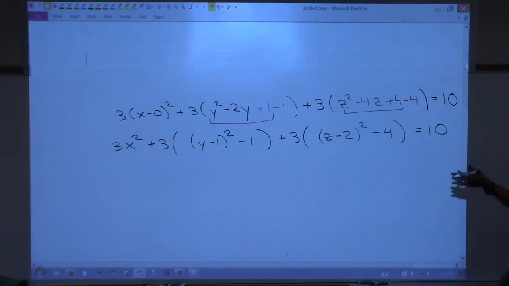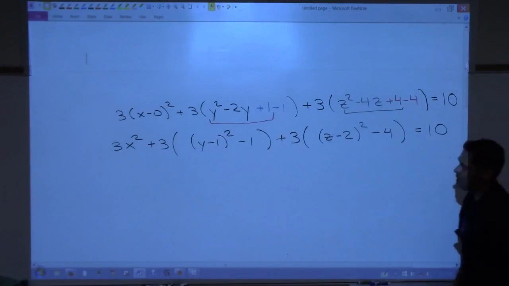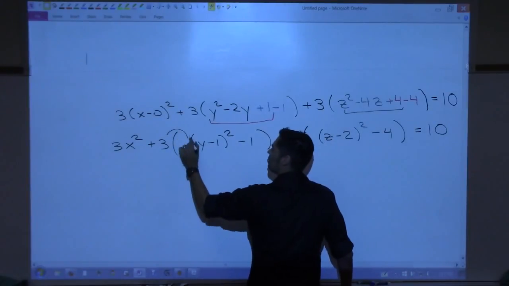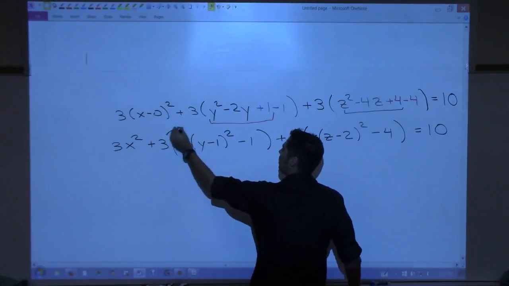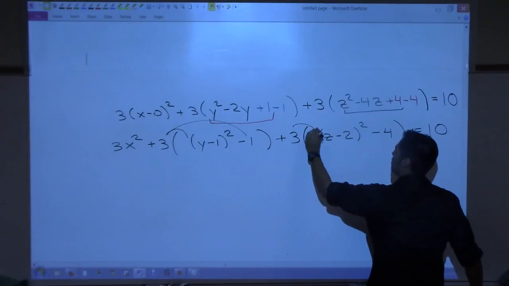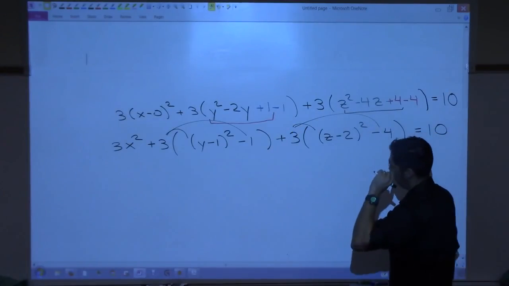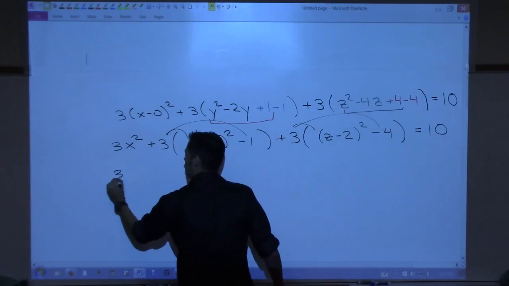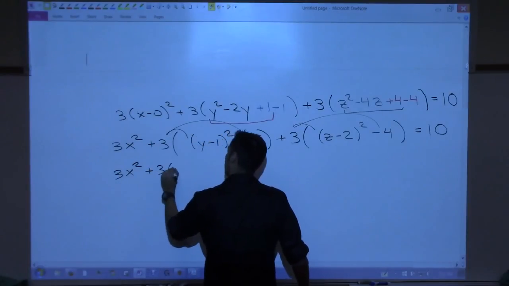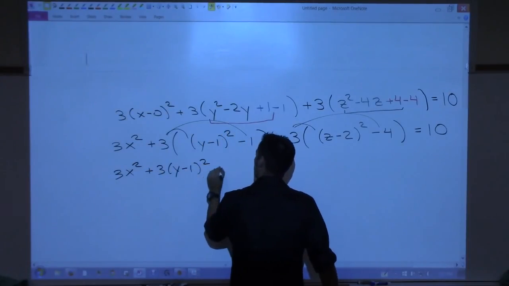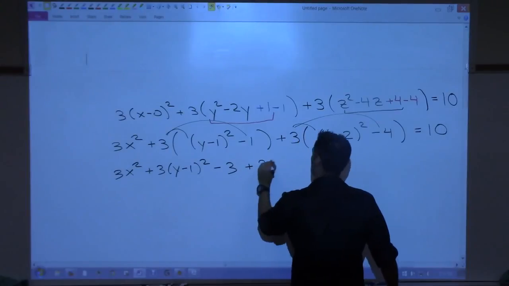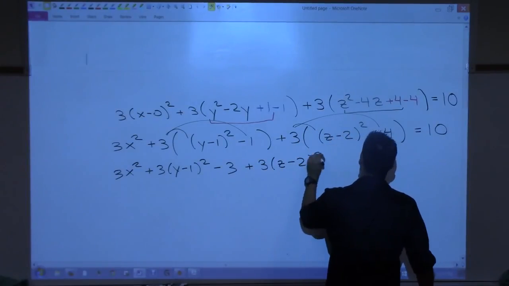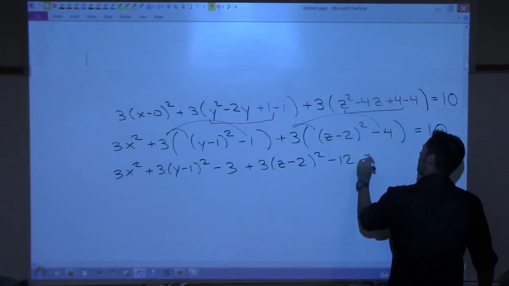Now you pass your 3's through your parentheses. So when I do that, this will go here. It's just going to plop in front of the parentheses here. This one will go in front here, and this will go here. So we have 3x squared plus 3 times y minus 1 squared minus 3 plus 3 times z minus 2 squared minus 12 equals 10.